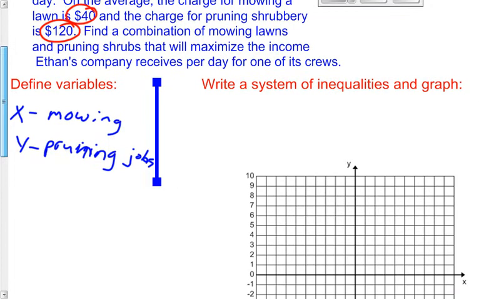Like I said with problem number 1, there's no such thing as doing a negative number of jobs. That's just impossible. Just like in this one, you can't do a negative number of mowing jobs. The very lowest you can do is you can mow 0 lawns. Or as far as pruning shrubbery is concerned, the very lowest you can do is 0. So that means x has to be greater than or equal to 0, and y has to be greater than or equal to 0. So what's that saying?